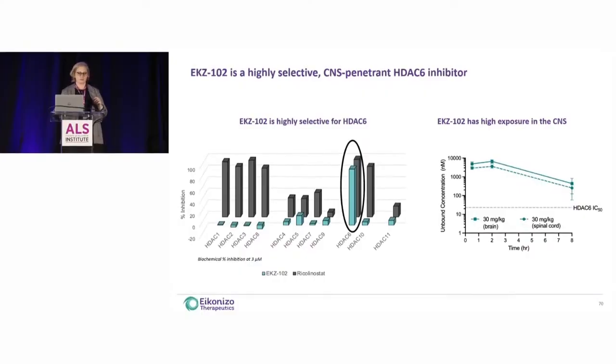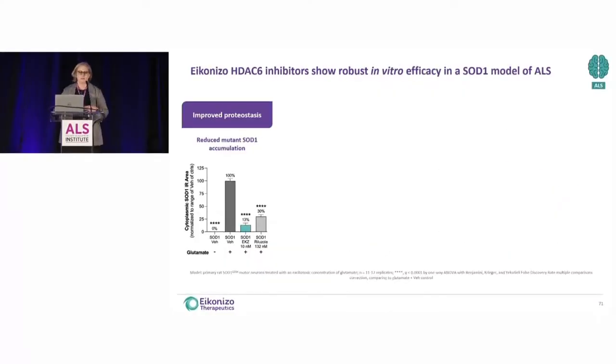Okay, so first off, in a primary rat motor neuron glutamate excitotoxicity culture, which is a model of SOD1 familial ALS, in this model, we treat the spinal motor neurons with an excitotoxic concentration of glutamate that induces a robust accumulation of misfolded SOD1 in the cytoplasm. And what we can see is that our HDAC6 inhibitor strongly suppresses that, outperforming a pharmacologically relevant concentration of riluzole.